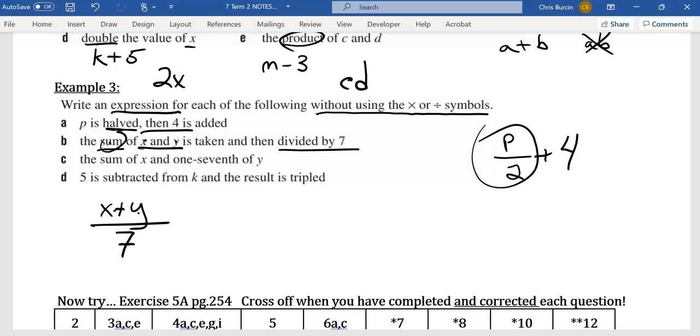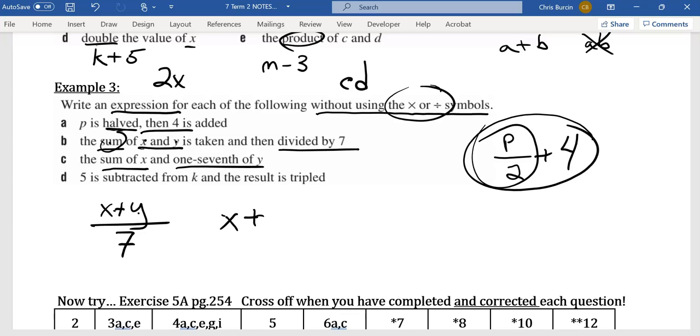Now the sum of x and 1/7 of y, so we want x plus, so I'm not using these symbols, so I'm still allowed to use plus. Let's see, 1/7 of y, if I did this idea, then 1/7 of y would be y divided by 7.